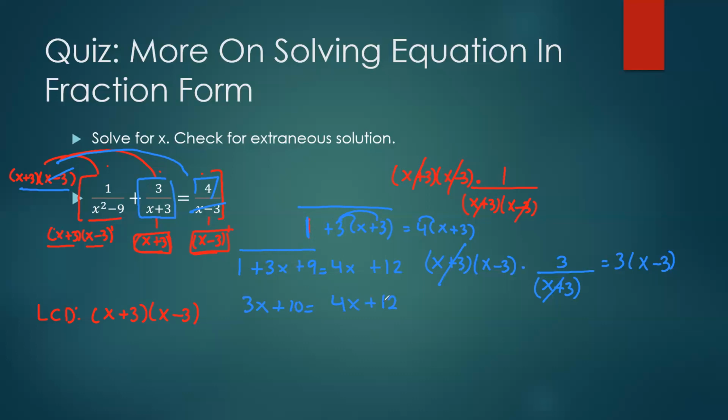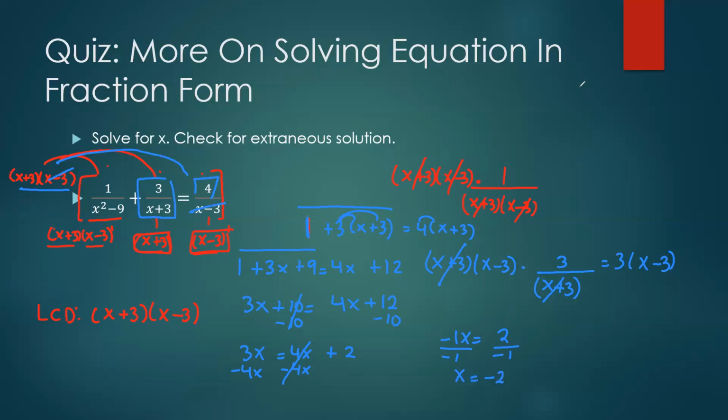Let's get all the x's on one side and all the constants on the other. It doesn't matter what you do first. Maybe I'll get the constant on one side, so subtract 10. You have 3x on the left, and 12 minus 10 is 2. Subtract 4x, subtract 4x. 3x minus 4x is negative 1x, and then you have a 2 here. To solve for x, you get rid of this negative 1 by dividing both sides by negative 1. So I get x equals negative 2.